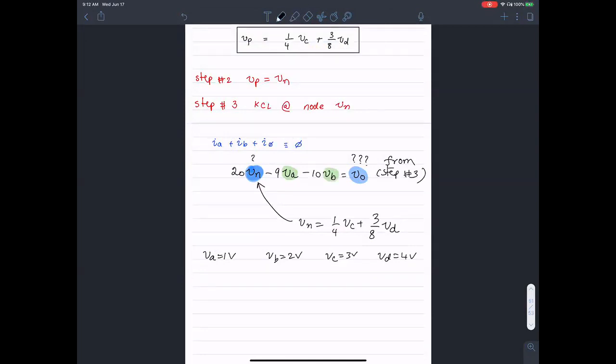You don't have Vn, but there's a way for you to find out from Vc. This guy is 3 volts and Vd is 4 volts. So you have all the terms known. It's a matter of plugging in the numbers and finding out a value. Vo, did anybody go to that step of finding the final value for Vo?